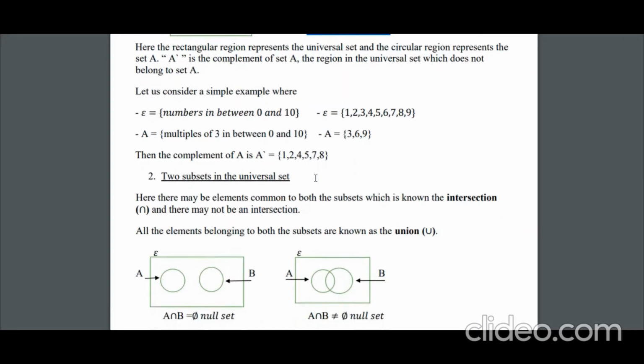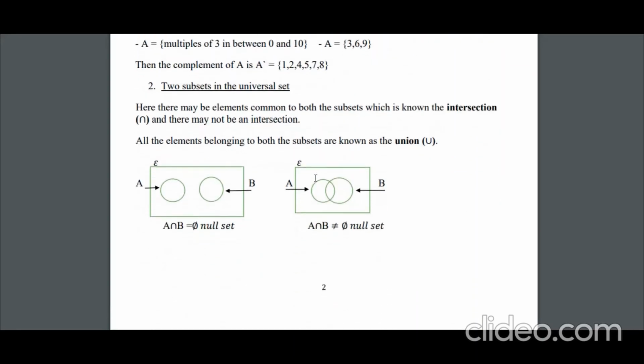Then we look at two subsets. If there are two subsets, they could be either joint or disjoint. If there are no common elements for both sets, the intersection is empty. We talked about intersection and union. Intersection is what is common to both, and union is all the elements belonging to both subsets. So in this case, there are no common elements, so it can be written as a null set.